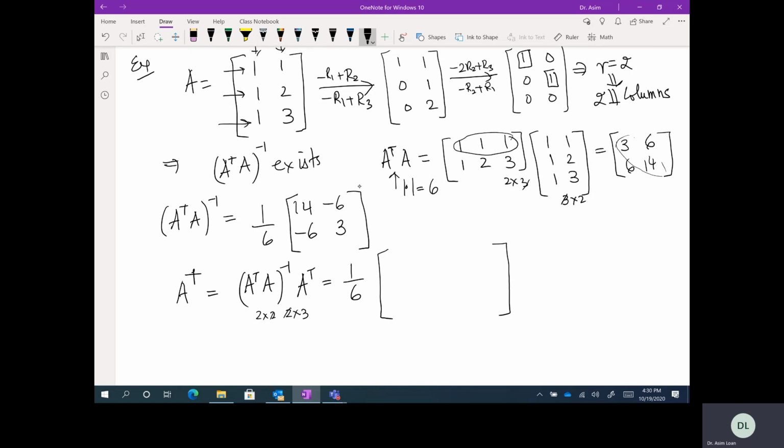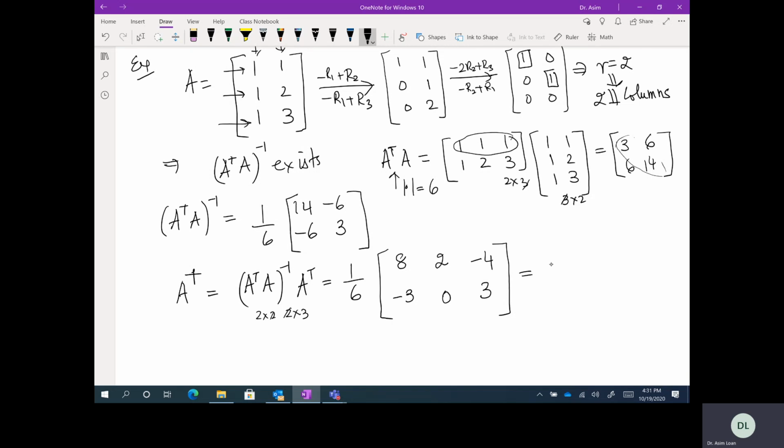So for this inverse, 14 minus 6 is 8, so 8 over 6. Then I have 14 minus 12, which is 2, so 2 over 6, which is 1 over 3. Then I have 14 minus 18, which is minus 4. And then I have minus 6 plus 3, which is minus 3. Minus 6 plus 6 is 0. And then minus 6 plus 9 is plus 3.